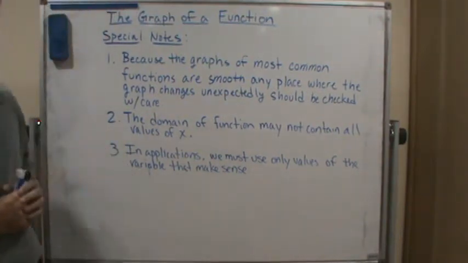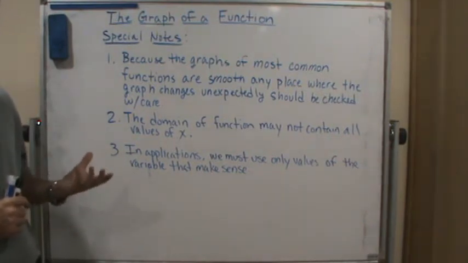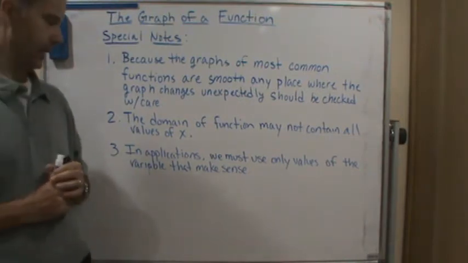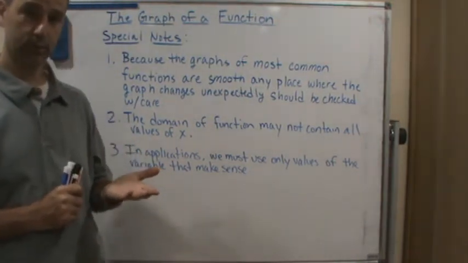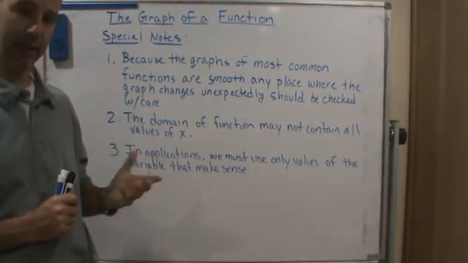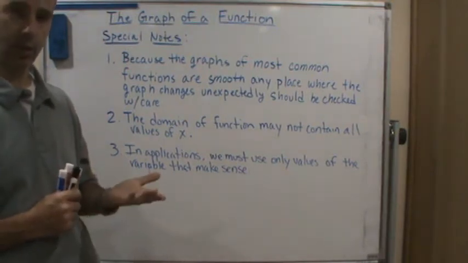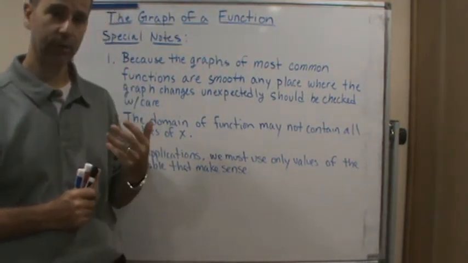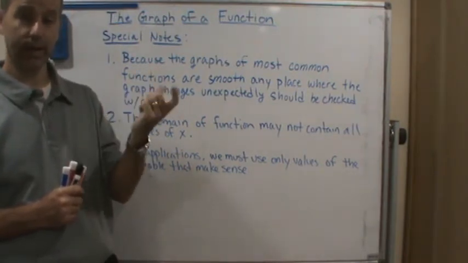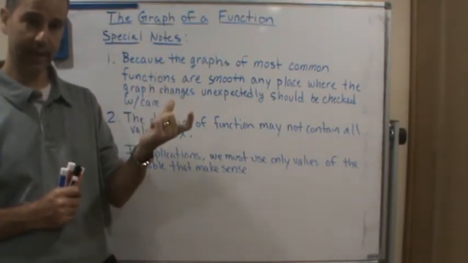Two, the domain of the function may not contain all values of x. Okay, so again, for example, you can't divide by 0, right? So any x values that would put 0 in a denominator are restricted. We can't have those in the denominator. Or if it's a square root, we can't have negative numbers under the radicals. So any x value that would make the radical negative, we can't have.